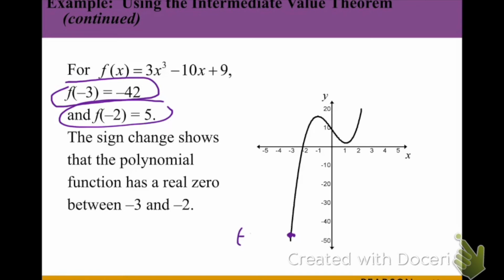And so we see here that if we plot f(-3), that would be at the point (-3, -42). And then if we also look at the point f(-2) equal to 5, that gives us the point (-2, 5). We see that our graph is going to have to cross the x-axis somewhere between those points, and in fact it does. It looks to be about -2.2 or something like that. Because of that change in sign going from negative to positive, which is the same thing as going from below the x-axis to above the x-axis, there has to be a real zero.